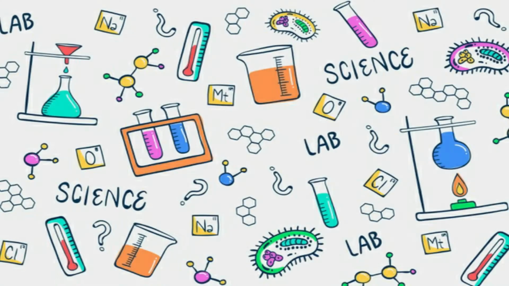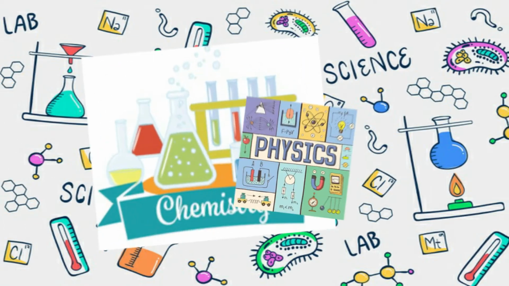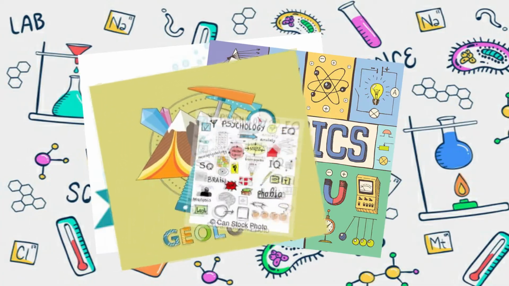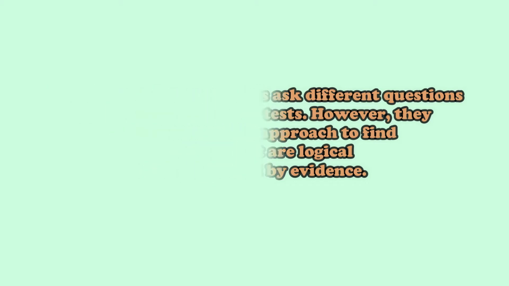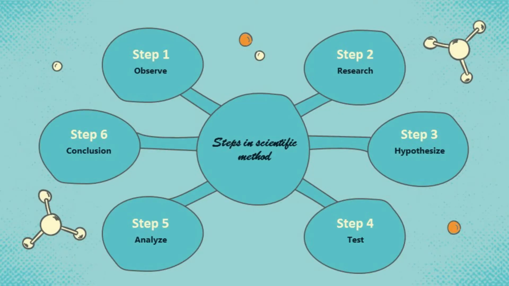The scientific method is used in all sciences, including chemistry, physics, geology, and psychology. The scientists in these fields ask different questions and perform different tests. However, they use the same core approach to find answers that are logical and supported by evidence. There are 6 key steps that characterize the scientific method. They are the observation, the research, the hypothesis, the test, the analysis, and the conclusion.